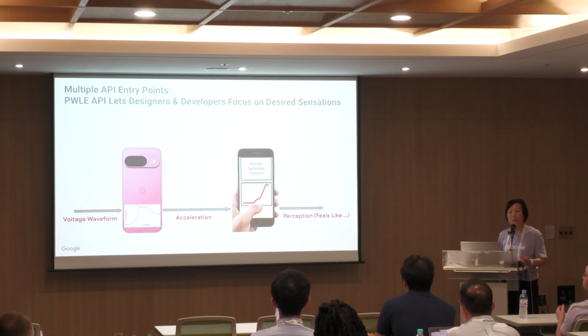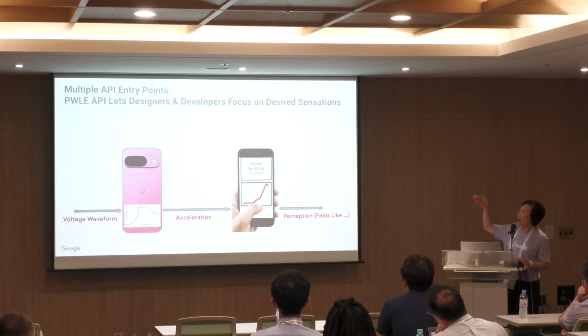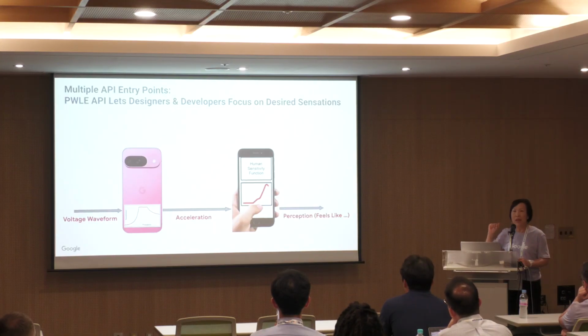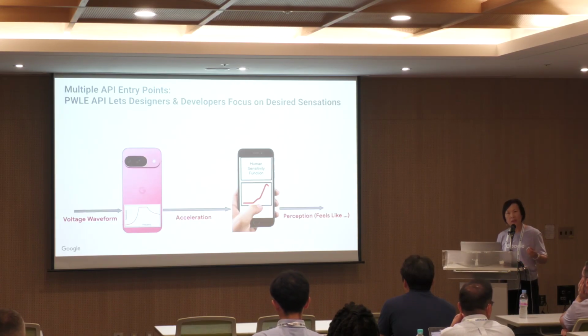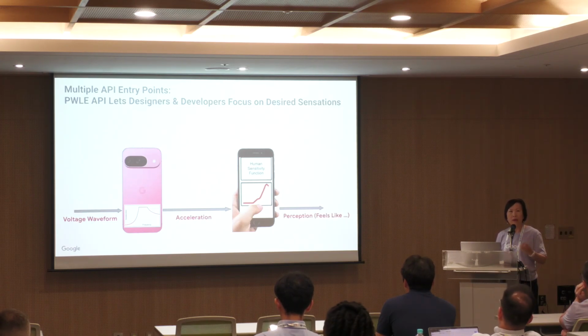And one of the goals we want to achieve with the PWLE API, PWLE stands for Piecewise Linear Envelope, is to allow designers and developers to not think so much about how the motor works and how the human perception works, but think about how they want the vibration to feel like.